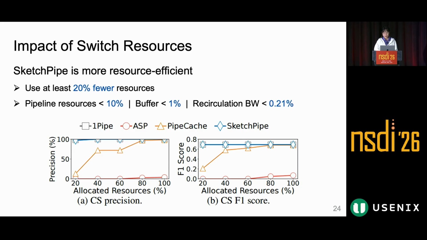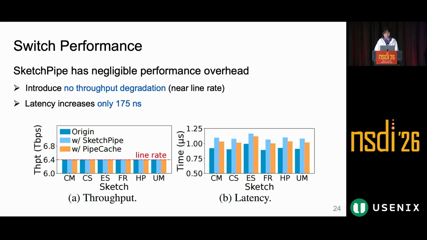SketchPipe is resource efficient. It uses at least 20% fewer resources to achieve the same level of accuracy. In our implementation, pipeline resource usage is below 10%, buffer usage is below 1%, and recirculation bandwidth usage is below 0.21%. This result shows that SketchPipe's accuracy gain does not come at the cost of large hardware overhead. We also measure switch performance overhead because normal packets are processed without inter-pipeline routing. SketchPipe introduces only small latency overhead.